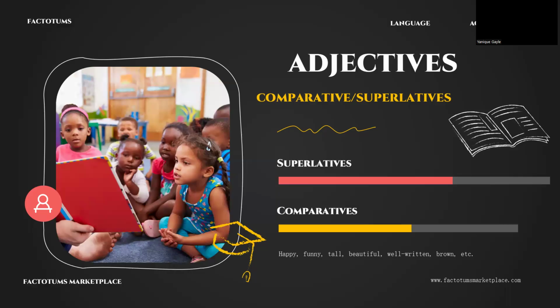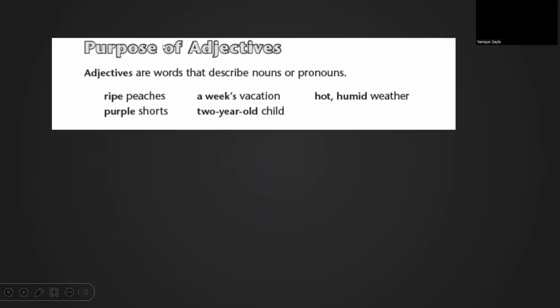We have different types of adjectives, and they can function differently also. Let's see the difference. First off, what's the purpose of adjectives? As I mentioned before, adjectives are words that describe nouns or pronouns. For example, here we have peaches. These are specific fruit, okay? It's a type of fruit. So peaches in the plural form, we can say ripe peaches. Since ripe is describing the peaches, we put it before the noun.